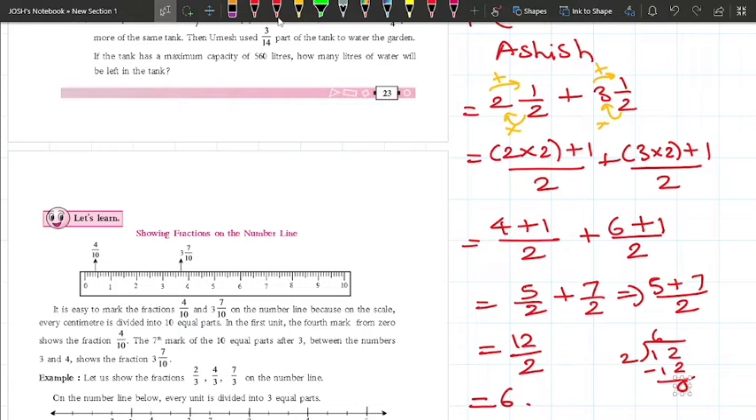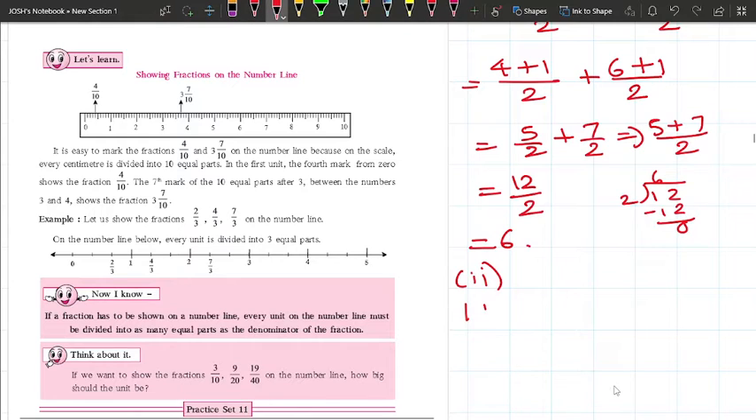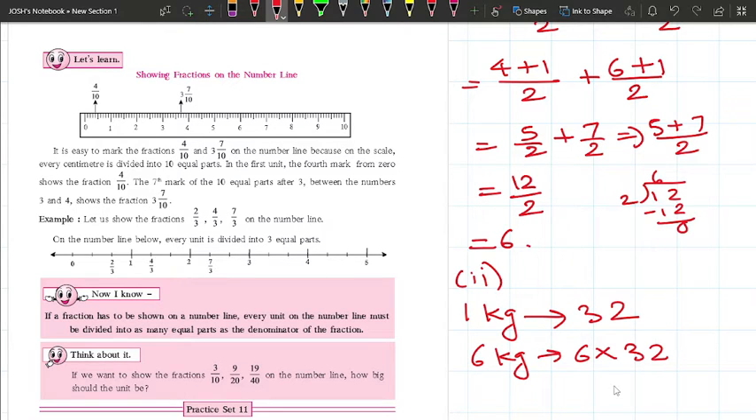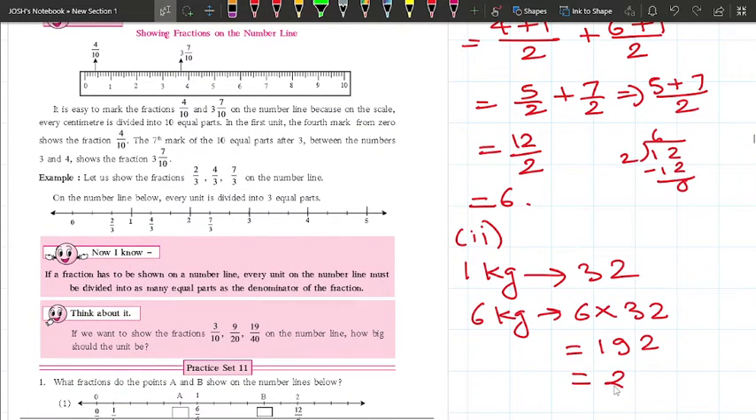We'll write that down here. If 1 kg costs rupees 32, then 6 kg will cost rupees 6 multiplied by 32, which is 192, and you write rupees 192. Rupees is important. Okay, so we are done with our first question.